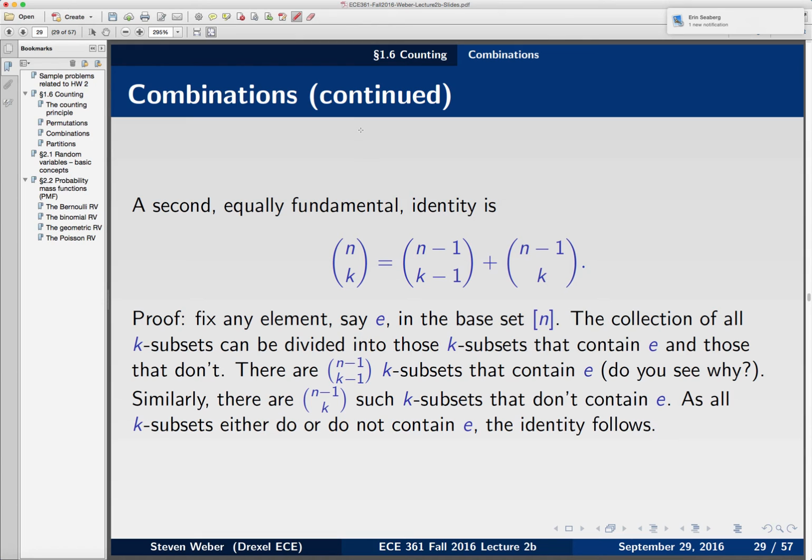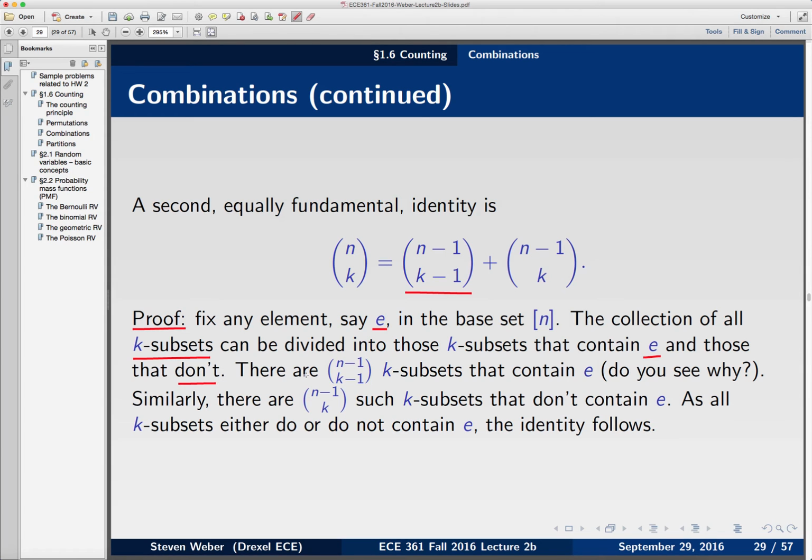A second, equally fundamental identity is the following. N choose k is equal to (n minus 1) choose (k minus 1) plus (n minus 1) choose k. To see this, let's look at the following proof. Take any element in that n-set. Let's call it E. And then let's consider the collection of all k-subsets. All k-subsets can be partitioned into two groups: those k-subsets that contain E and those k-subsets that don't.